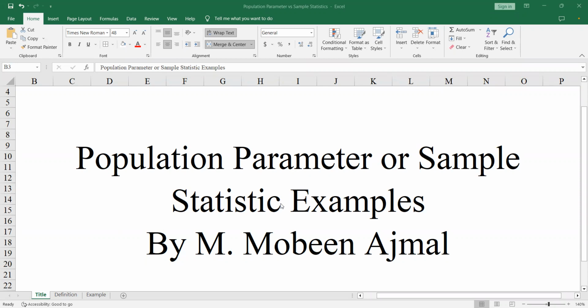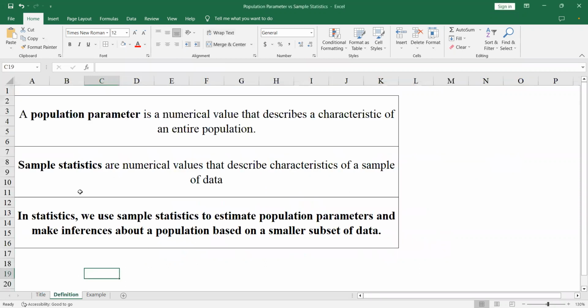So I have a few examples that will differentiate between population parameters and sample statistics. Let's start with the definitions. A population parameter is a numerical value that describes the whole population. A sample statistic describes only the sample.